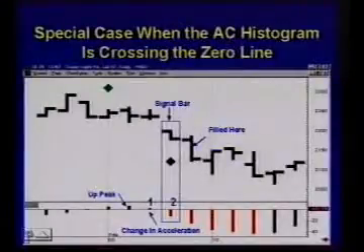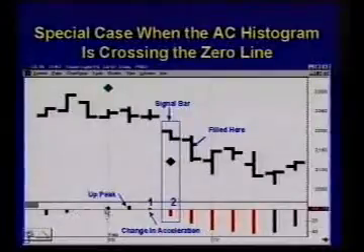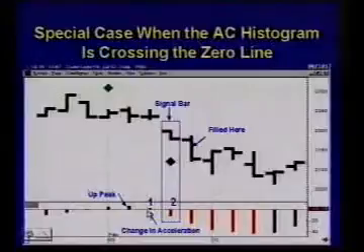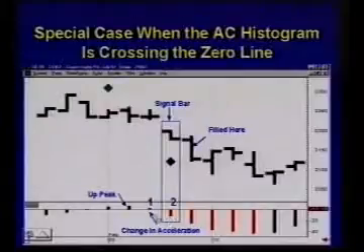Now here it is on the chart. You see the acceleration has come up. It's come above zero. We have a change at this point. 1, 2. So we have 2 consecutive lower lows. Second one crosses below zero. That meets the minimum requirement.